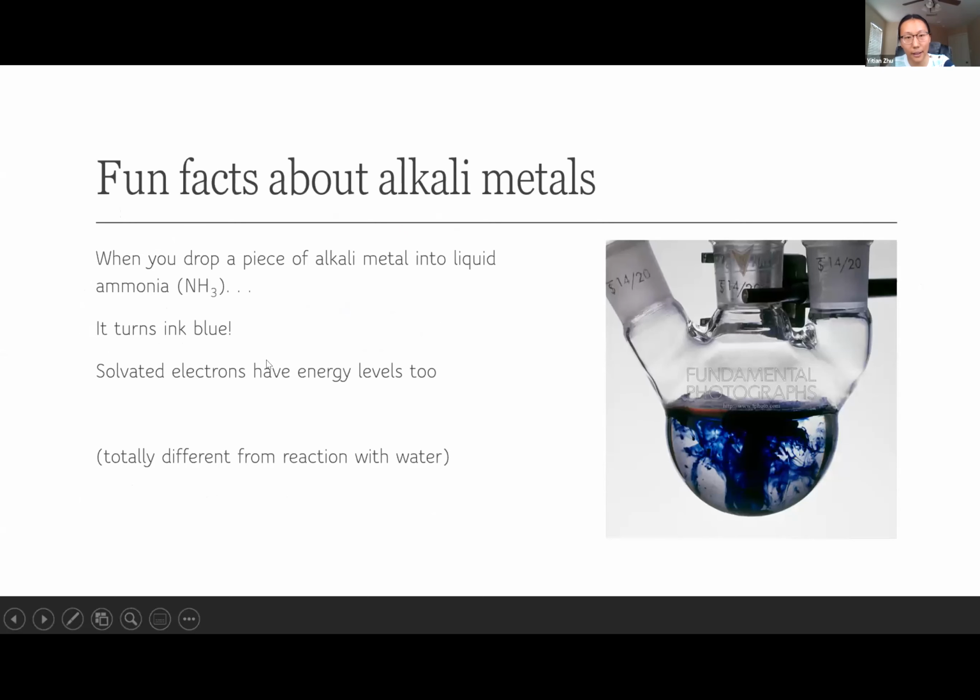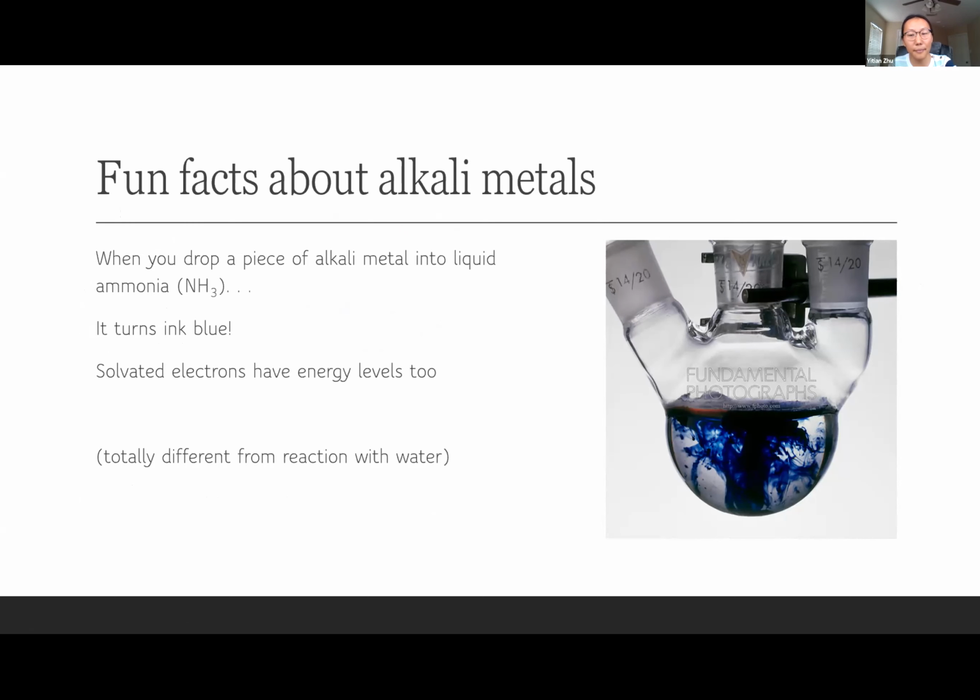All right, this is really cool. So when you drop a piece of alkali metal into liquid ammonia, which is NH3, it turns ink blue, as you can see in the picture. So that's really, really weird because you would expect that it would react like water, except it doesn't. And that's partially because, well, ammonia doesn't want to get rid of like hydrogen like water does.